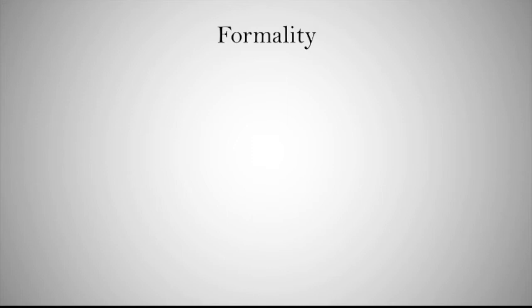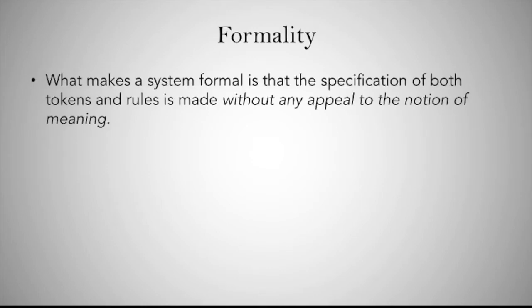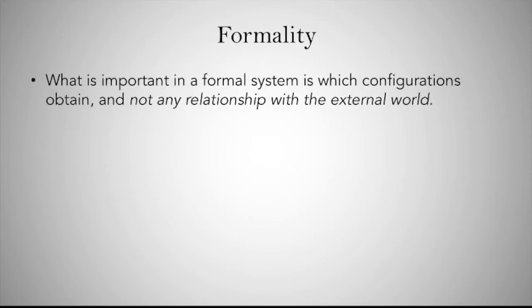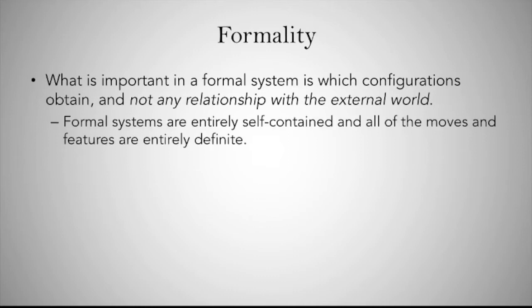Well, you must already have some idea, but it would be useful to be a little more explicit about it. What makes a system formal is that the specification of both tokens and rules is made without any appeal to the notion of meaning. Thus, what matters in a formal system is which configurations obtain, and not any relationship with the external world. Going back to our chess example, a checkmate occurs if and only if certain pieces are in certain positions with respect to each other, and absolutely nothing else matters. So, formal systems are entirely self-contained, and all of the moves and features are entirely definite.